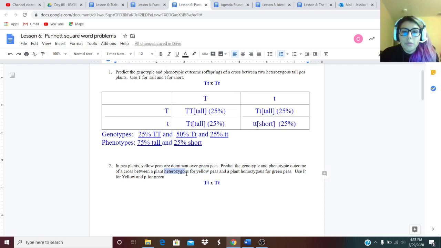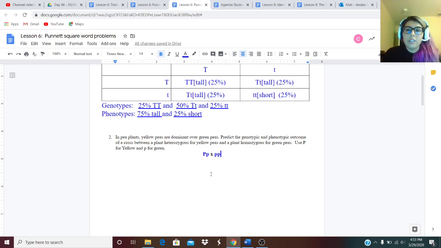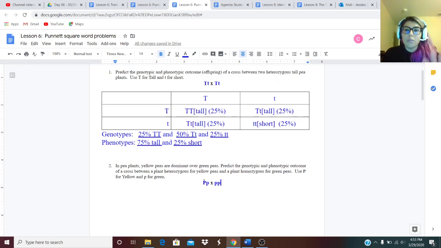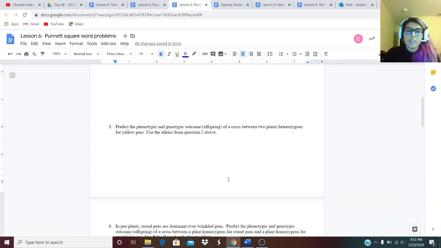So our first parent is heterozygous. That means I need to have a capital P and little p. The second parent is homozygous for green, and green is represented with a lowercase p. So if it's homozygous, that means both of the alleles are going to be little p, little p. And I'm not going to go over how to do this cross. I'm only going over what you are crossing based off of what that question is asking. So let's move on to number 3.